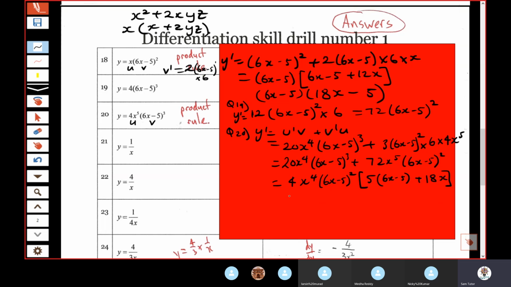So, good factorizing there. Thank you. (6x minus 5) squared. 30 plus 18 is 48. Minus 25. And that's it. You're done. That was a hard one. A little longer one.